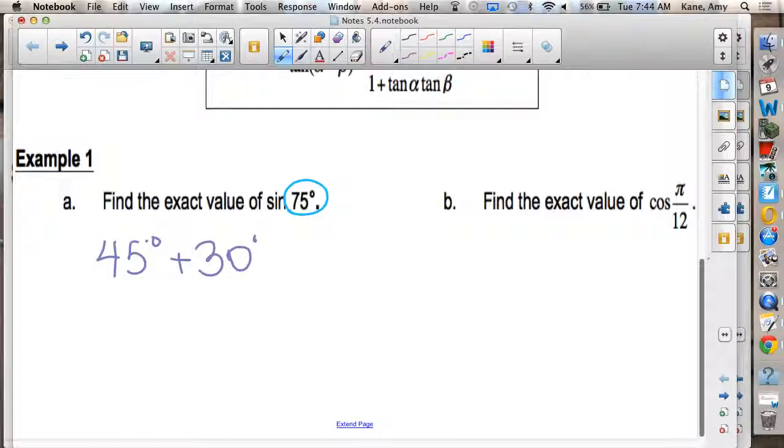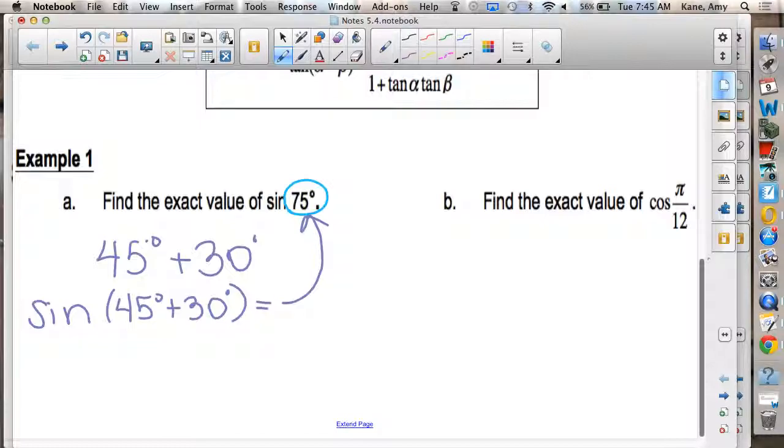So we want to find the sine of these 2 angles, 45 degrees and 30 degrees. If I find the sine of the sum of those angles, then I can get an exact value for the sine of 75 degrees, because those 2 angles together give us 75 degrees. So this is a plug and chug formula. You have a formula, just like the quadratic formula. You plug in numbers, you chug through the problem.